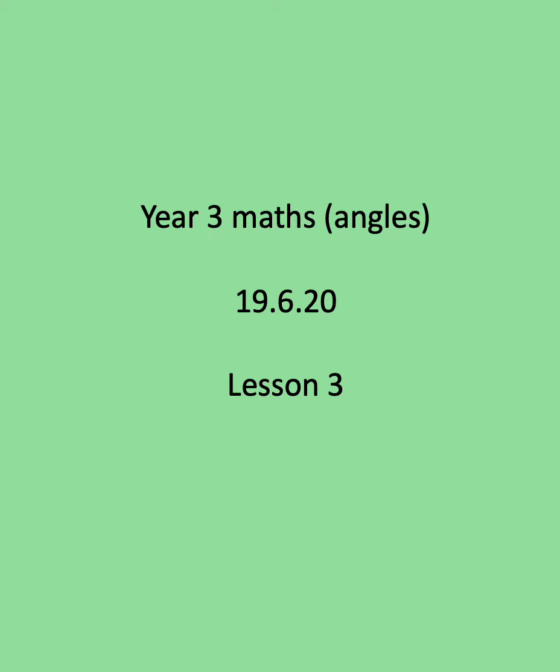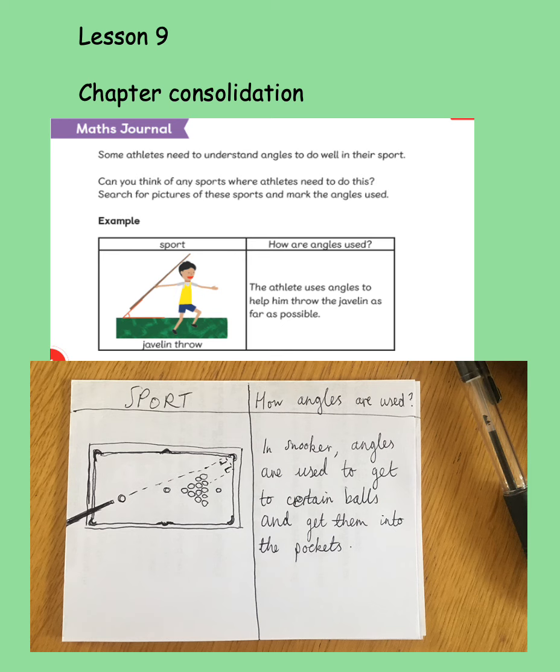What I'd like you to do is think of some sports where the players or athletes have to think about angles to help them. Their example is the javelin. They've drawn a picture and explained how angles are used. I've had a go too. I used snooker, not that you can tell from my picture there, as an example.